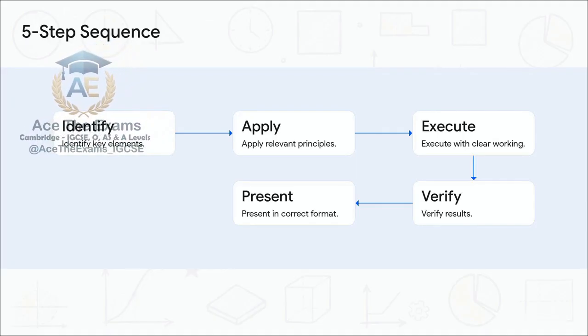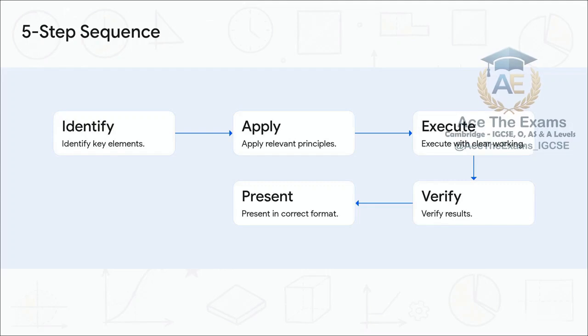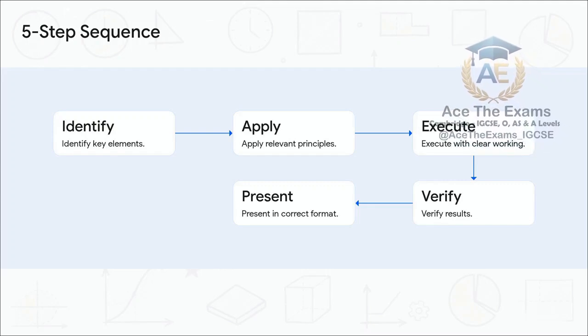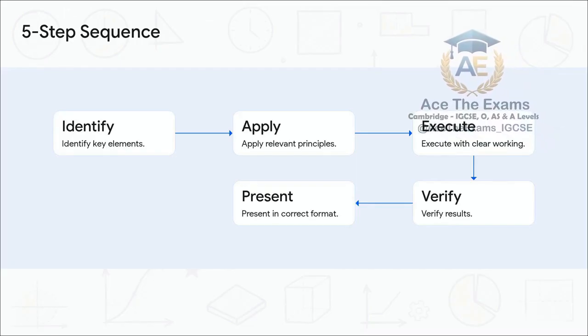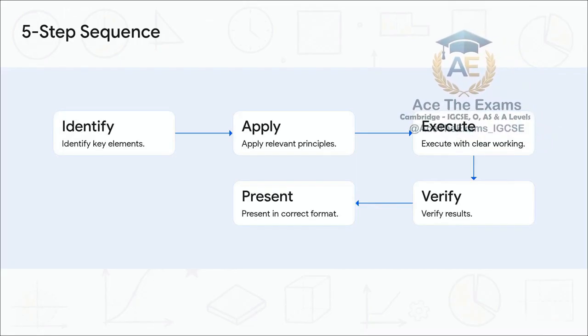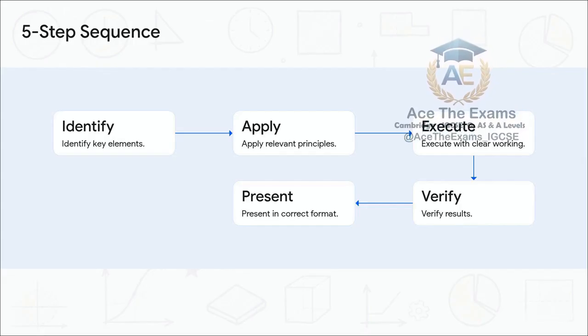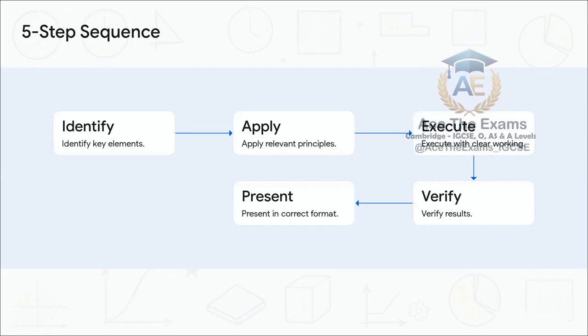Step 3. Execute analysis with clear working. This is your Peel execution phase, writing out each individual term completely distinctly. Step 4. Verify results. Take a step back. Does the expansion logically follow the alternating sign pattern you'd expect from a negative power? Step 5. Present in appropriate format. Did the examiner command word ask for ascending powers of x specifically up to the x cubed term? If you give them x to the 4th, you're wasting time and potentially losing format marks.